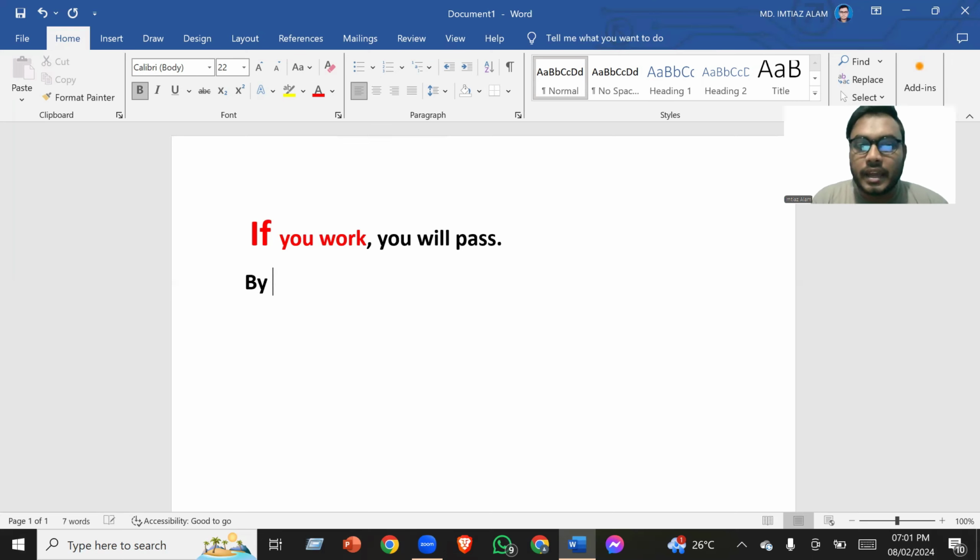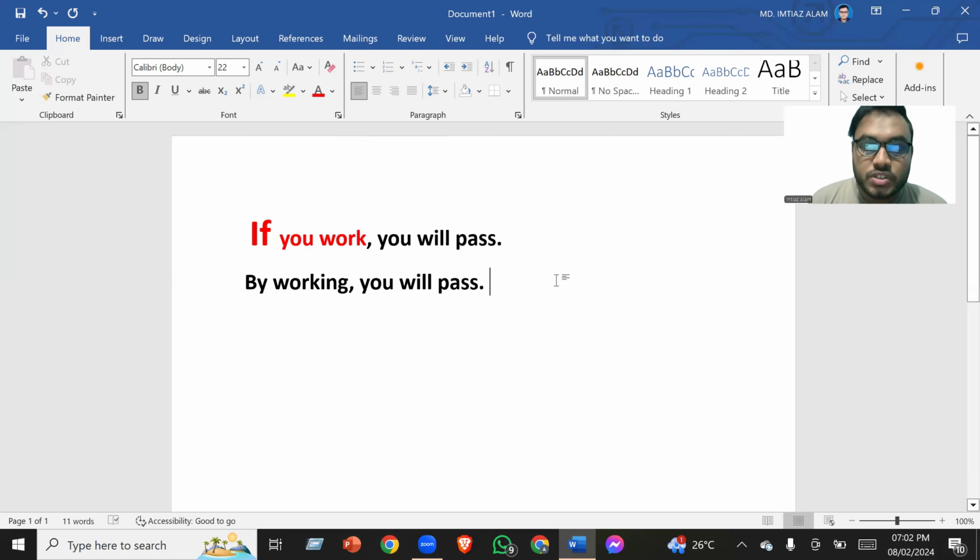First of all, you have to write by. Then you don't have to write the subject; you have to directly go to the verb, then the ing form of the verb. By working. And then you can write the rest of the things: you will pass. So this is one answer. When you see if plus positive, you write by, then you don't need to write the subject. Rather, you go directly to the main verb and make it the ing form, by working, and then you write the rest of the things. So this is if plus positive.